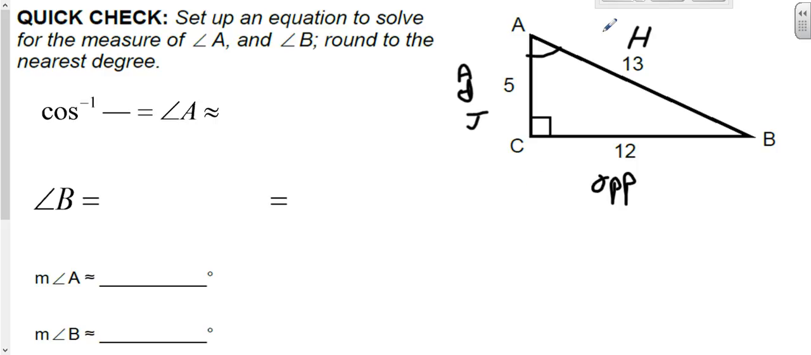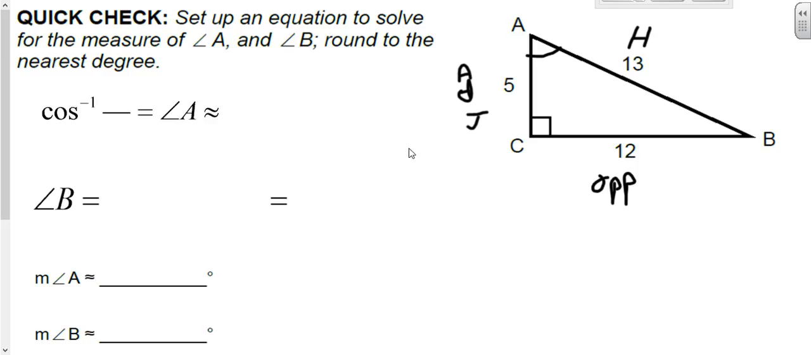Alright, so we got our opposite, adjacent, hypotenuse. I have chosen to use, again, we know all three sides. I could use inverse sine again, inverse tan. I've chosen to use inverse cosine just to do something different, because again, we know all three sides, we could use any of them. We can set up the ratio for any of them.